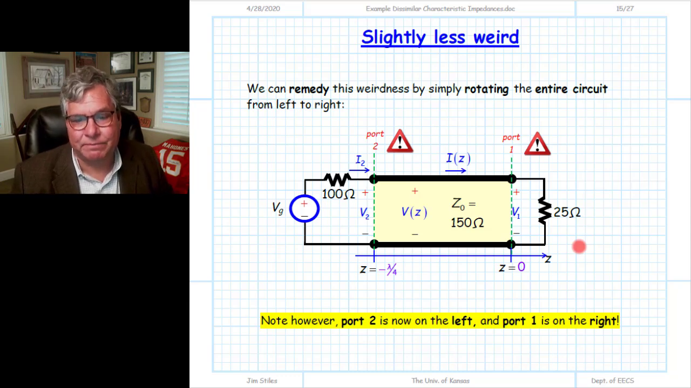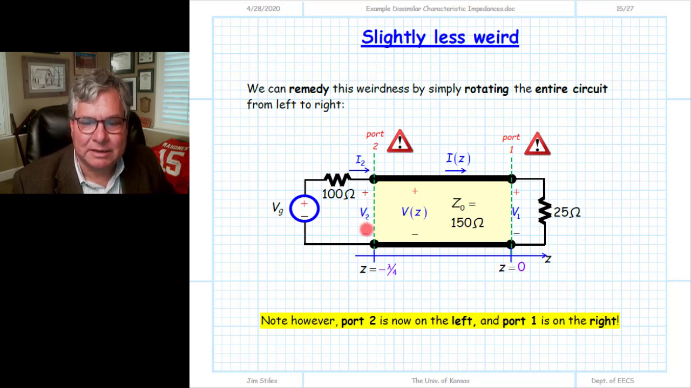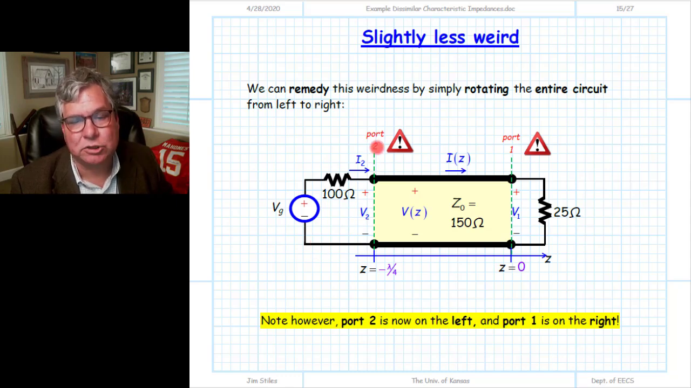Hopefully this looks better too now. We feel more comfortable. The source is on the left and the load is on the right. Again, all we did was simply flip the circuit around and rewrite it. We haven't changed anything at all. And that's important to notice. So when we flip it, this voltage here, which was the voltage where the source is attached, remember that is port 2. So we have port 2 on the left here, and we have port 1 on the right side now. So we flipped everything over: port 1 went to port 2, and port 2 went to port 1. But otherwise, it looks exactly the same as what we're used to.